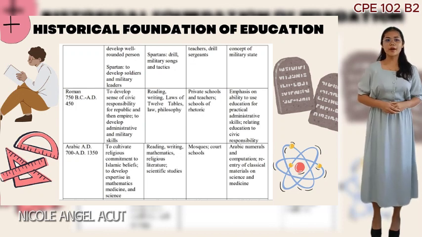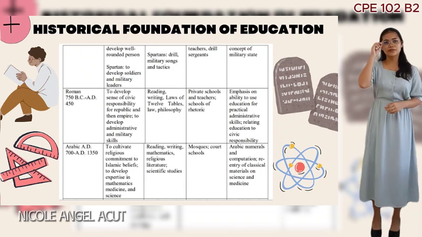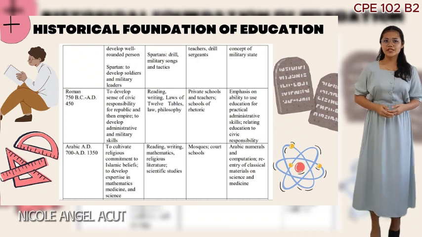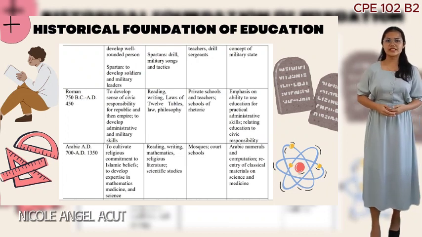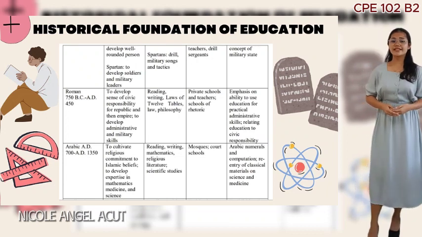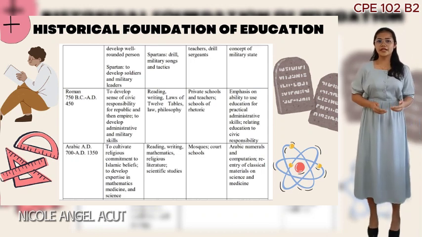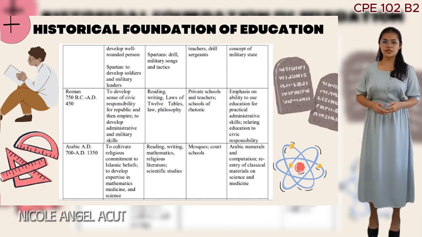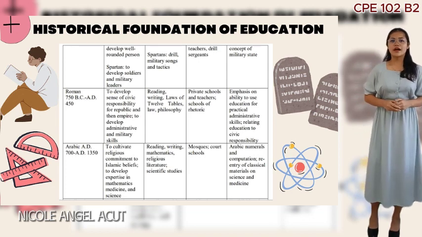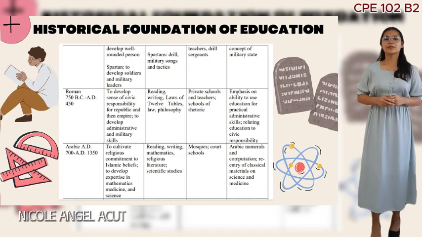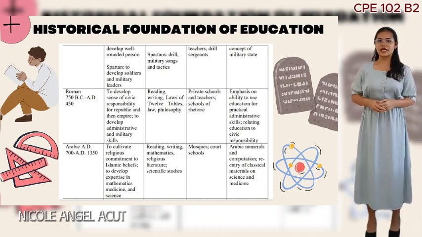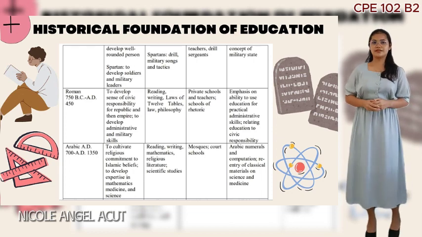For the Arabic period, AD 700 up to AD 1350: to cultivate religious commitment to Islamic beliefs and to develop expertise in mathematics, medicine, and science. Curriculum: reading, writing, mathematics, religion, literature, scientific studies. Agents: mosques, court schools. Influences: Arabic numerals and computation, and the re-entry of classical materials in science and medicine.